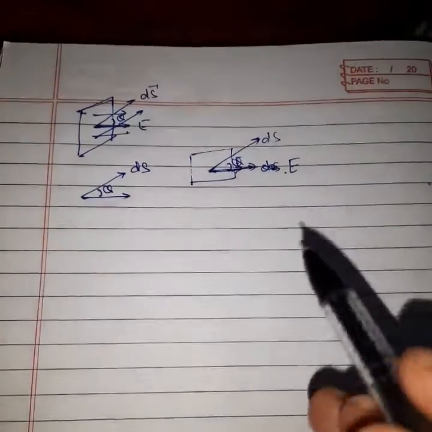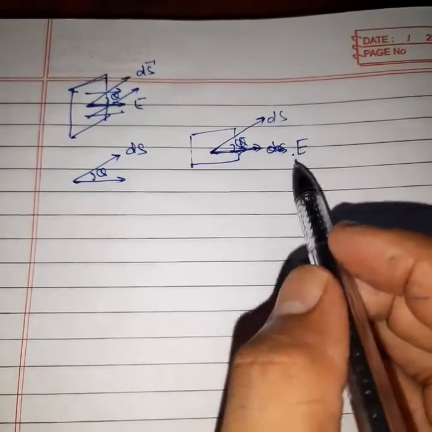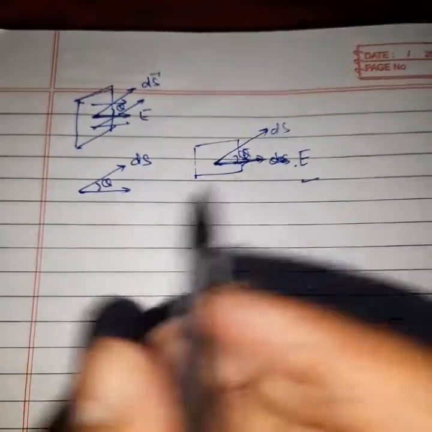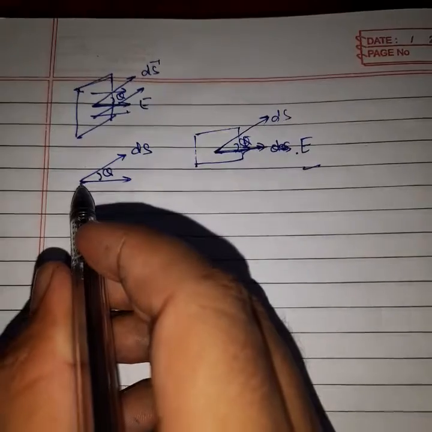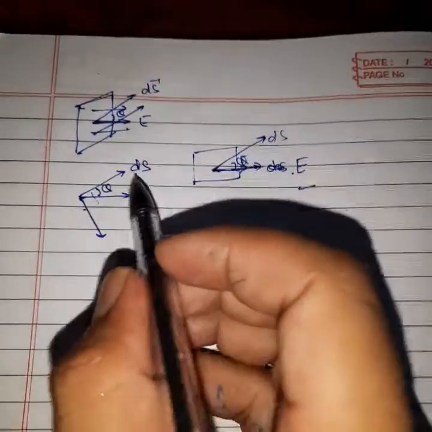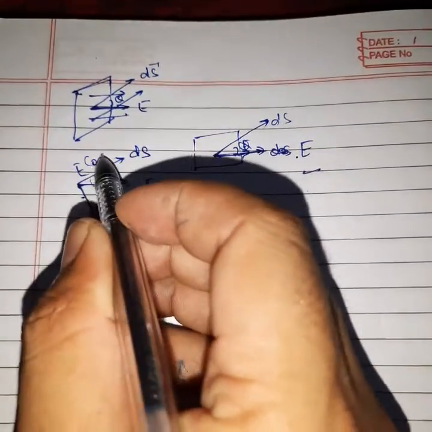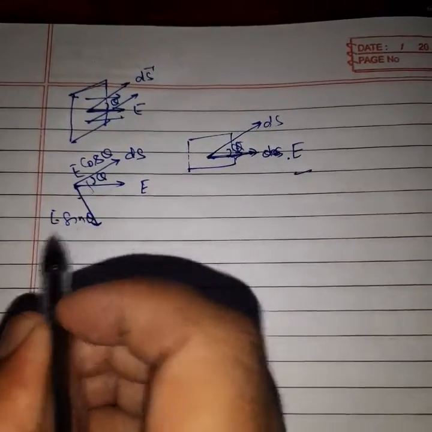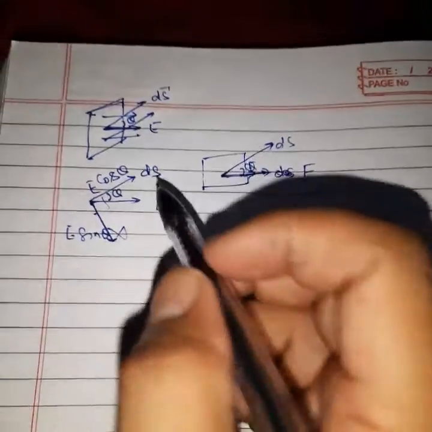Okay? But listen, for getting this electric field connected with this area vector, we have to break this electric field into component form. What? Component form. So this is dS, so draw a normal to it, like this. This is the normal, so this angle is 90 degree. After breaking into components, this is E, so this becomes E cos theta, and the other side becomes E sin theta. We will not take this one, we will take this one. Both should be in the same direction.